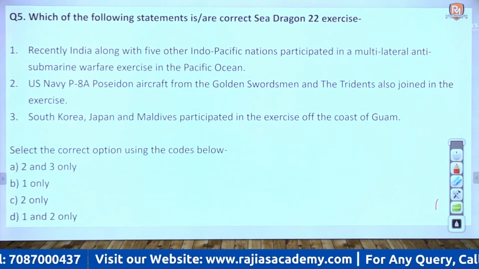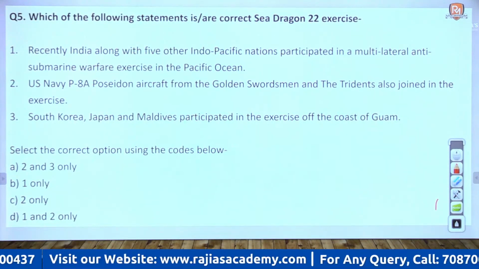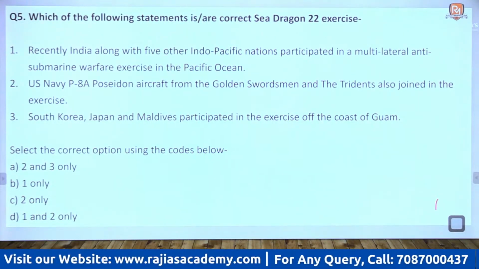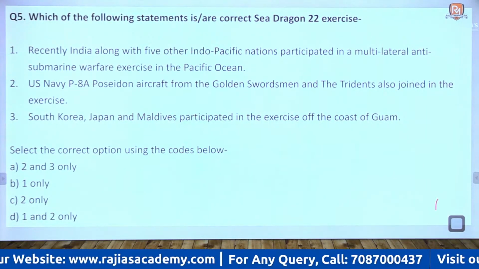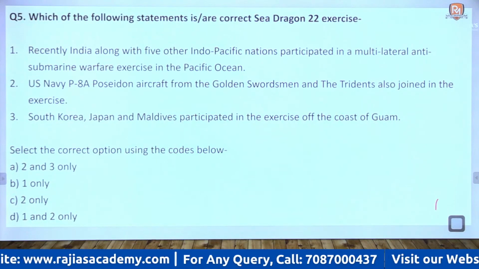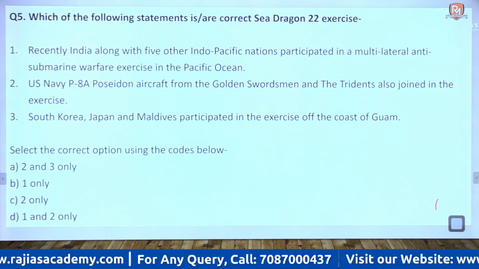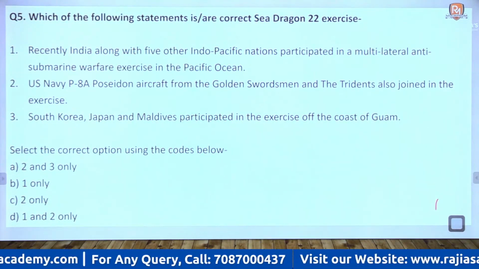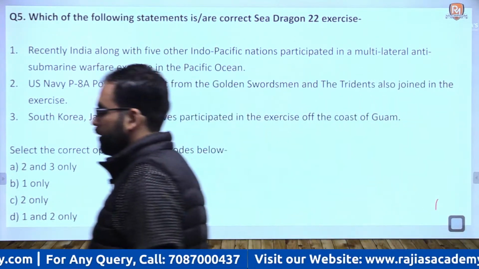Which of the following statements is or are correct with respect to the Sea Dragon 22 exercise? First, recently India along with 5 other Indo-Pacific nations participated in a multilateral anti-submarine warfare exercise in the Pacific Ocean. Second, US Navy P-8A Poseidon aircraft from the Golden Swordsman and the Tridents also joined in the exercise. Third, South Korea, Japan and Maldives participated in the exercise off the coast of Guam. What do you think should be the answer here?